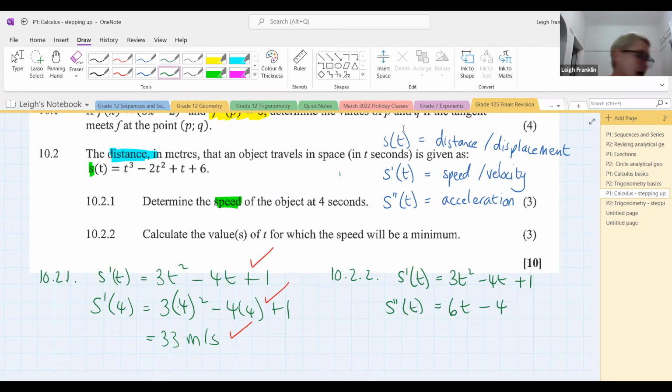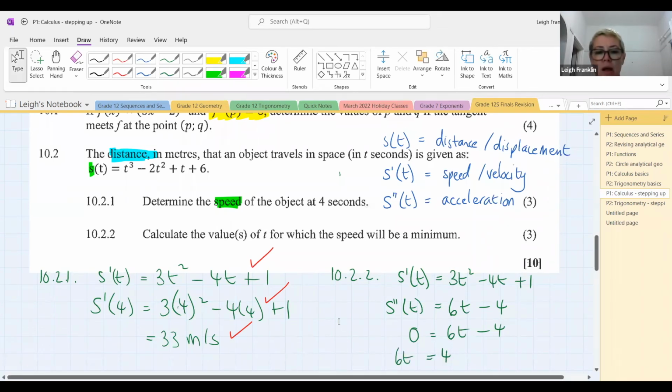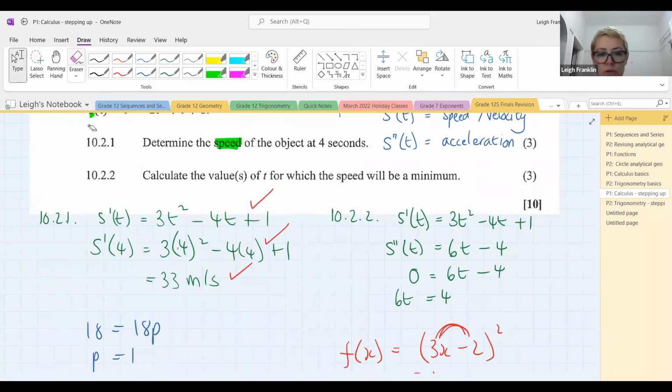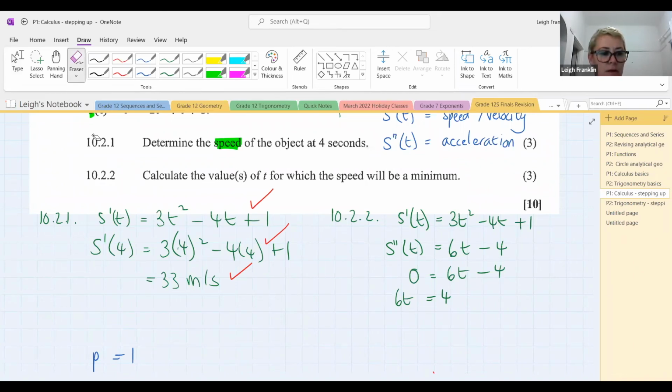Now we're going to make it equal to 0, because we're minimizing. So 6t minus 4 equals 0, which means that 6t equals positive 4, and then we divide both sides by 6. And t would be equal to 2 over 3 seconds.